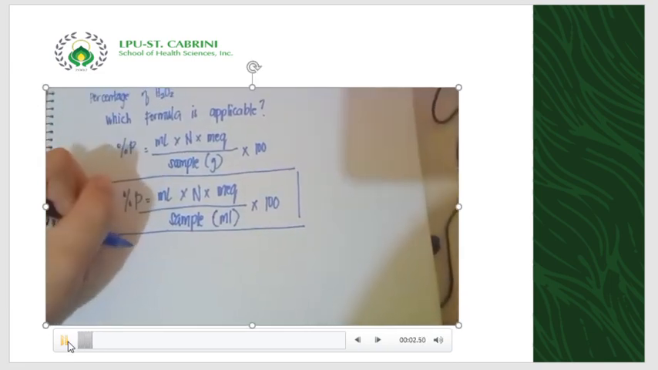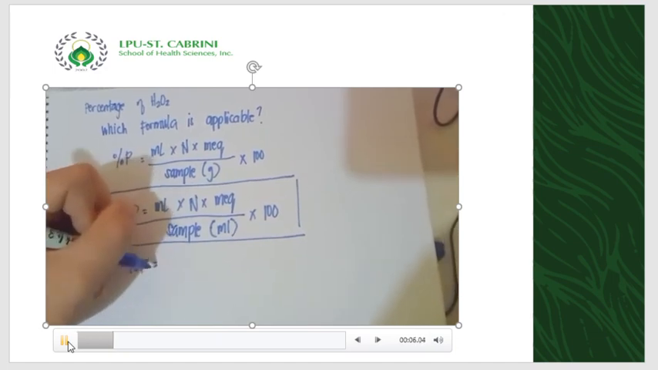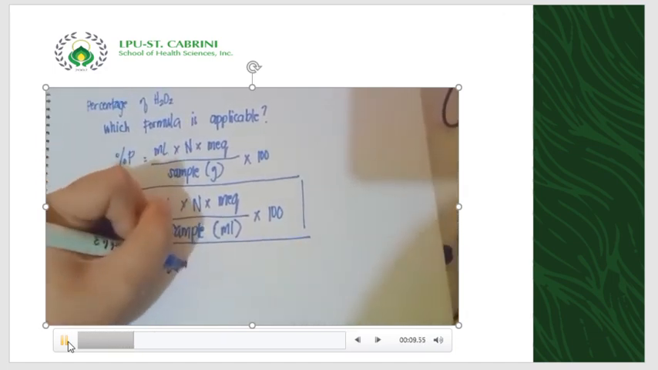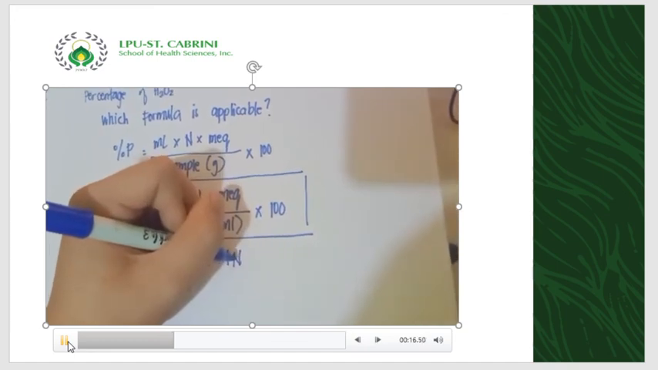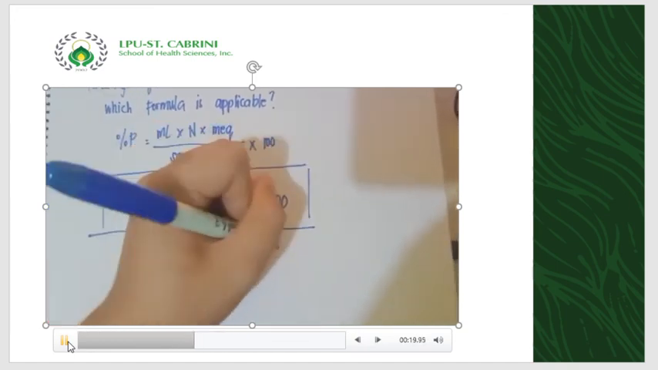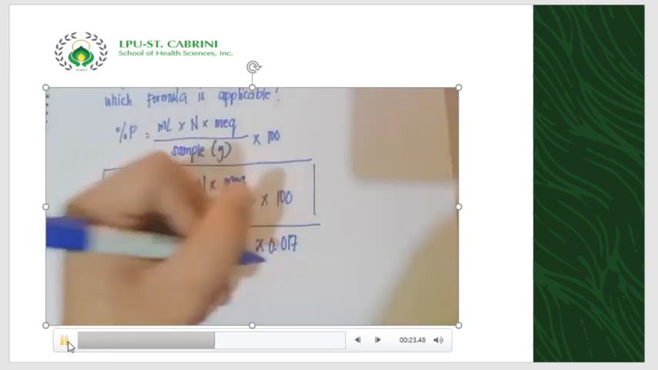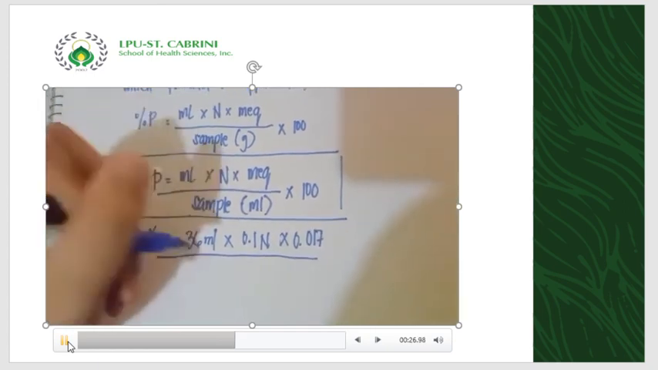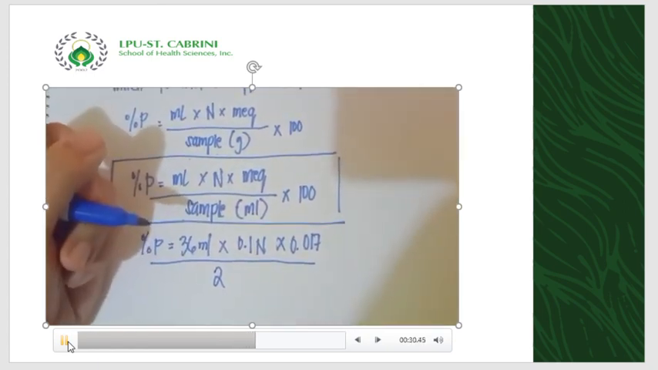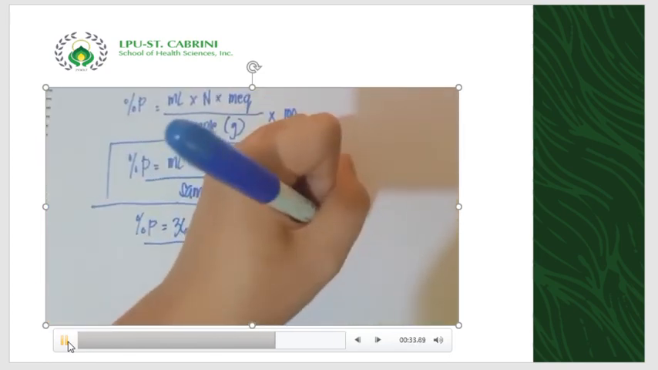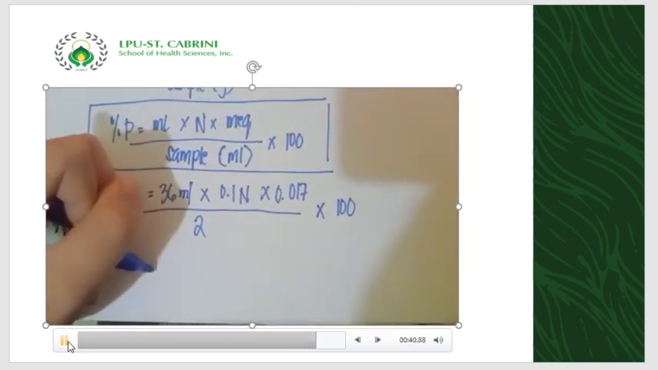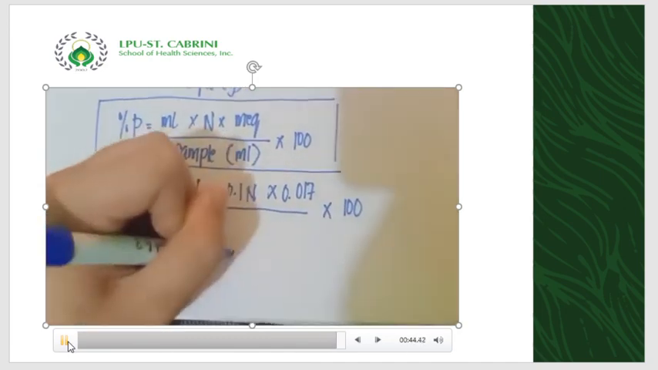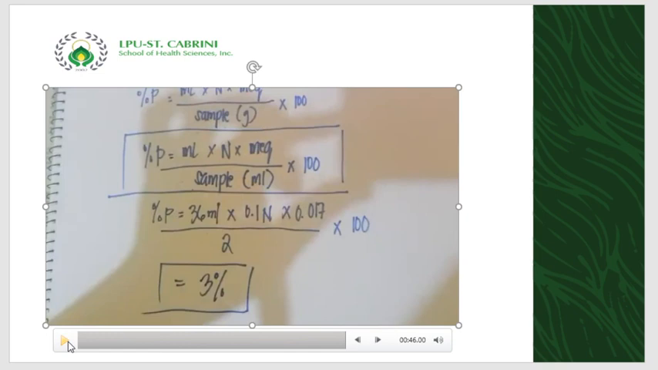So now, proceed na tayo sa computation. Naririnig niyo? Pinarinig ko yung nagbubukas. Sorry. So now, 36 ml, ayun yung volume ng titrant, times 0.1 N normality. Times, ano nga MEQ natin? 0.017. Okay, now, ilang ml yung nilagay natin? Ilang ml ng analyte? 2 ml. Times 100. Now, ang magiging answer natin ngayon is 3%. Okay? So, ayan po yung percent ng hydrogen peroxide doon sa ating titration.